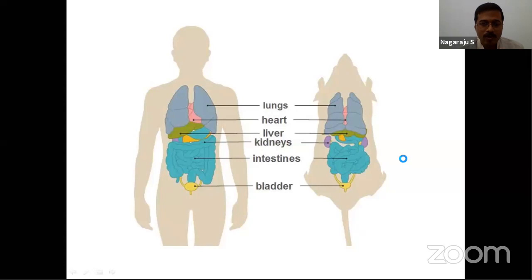So whatever experiences are going to be exhibited in the human, we can get a similar kind of response from the animal model using the mice.